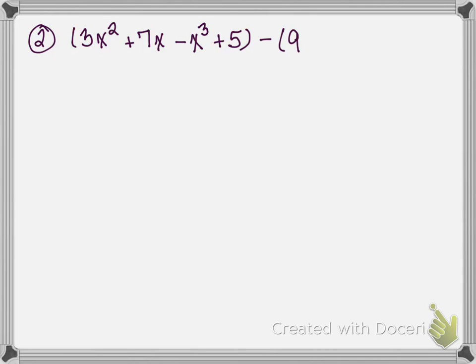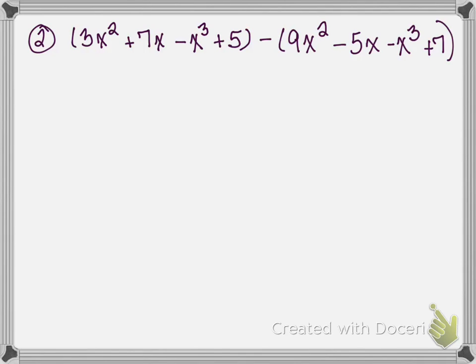Okay. So number 2 is a little bit more challenging because it is subtraction. And that sometimes confuses us. Okay? So we have 3x squared plus 7x minus x to the third plus 5 minus this entire quantity, 9x squared minus 5x minus x to the third plus 7.